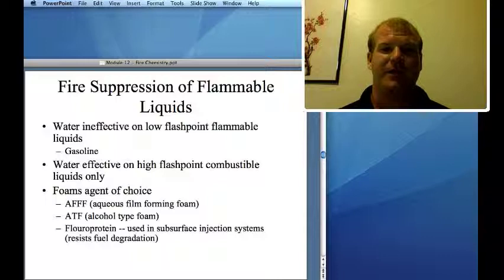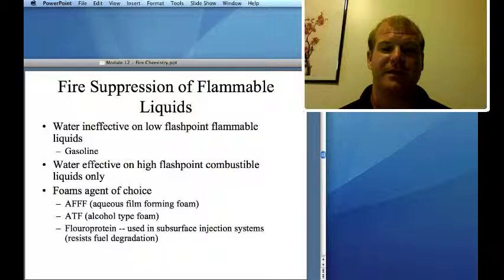So water, for low flash point flammable liquids like gasoline, water is not effective. That's not a good way to get rid of these types of fires. But for high flash points, you can use water. Foams, you can use foams for them. The choices are AFFF, or aqueous film forming foam, ATF, an alcohol type foam, or a fluoroprotein.